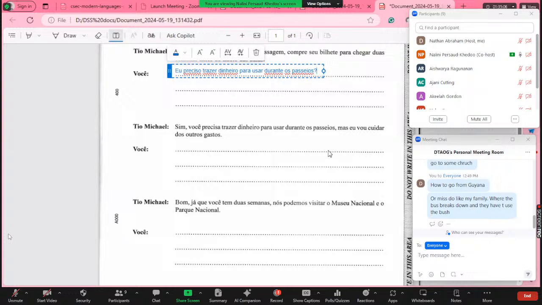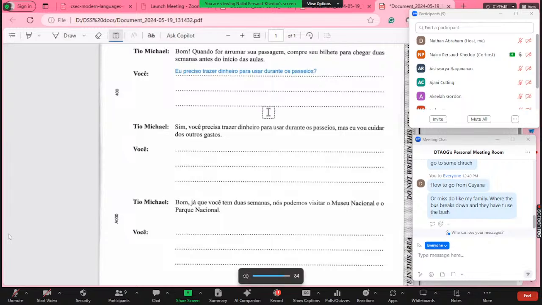So Uncle says, yes, you need to have money to use during the trip, during your flight, but I will take care of the other spending. So this is a nice way to really get your answer also by looking at the response. All you needed to do there was change você to eu and precisar to preciso, right? And you put a question mark. So eu preciso, I need, changes around to do I need. As long as there's a question mark, that's how it automatically changes. So you don't have to think about how do I write do I need.